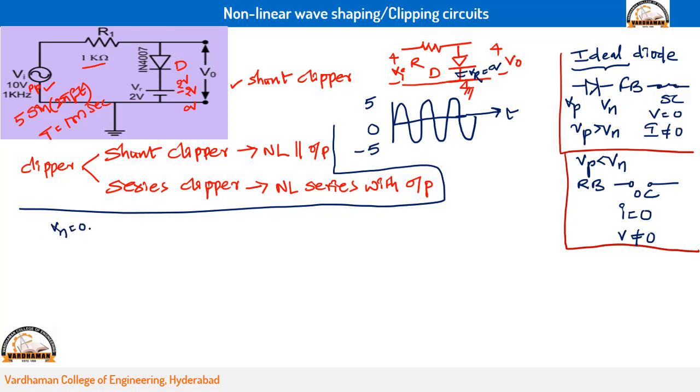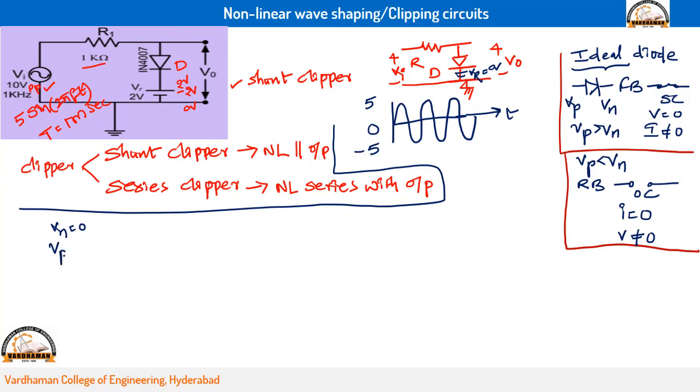If you want the forward bias of the diode, in all the clipping circuits you can think in this way: for what voltages of the input signal will the diode get forward bias, and for what voltages of the input signal will the diode get reverse bias. In this manner, you need to think. Since the inside is directly grounded, there is no DC battery, VR is equal to 0 volts. So the inside is directly grounded, that means VN is equal to 0 volts.